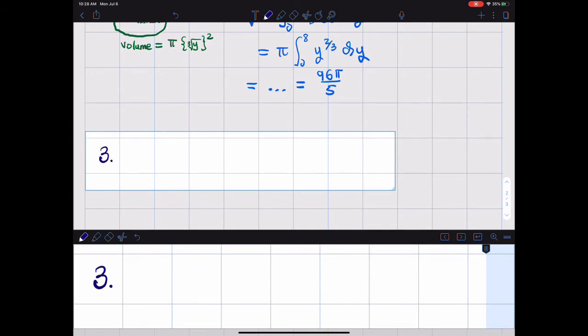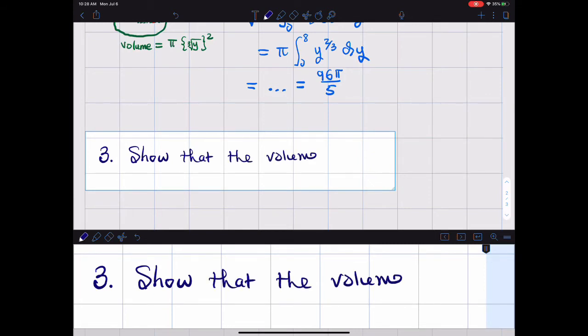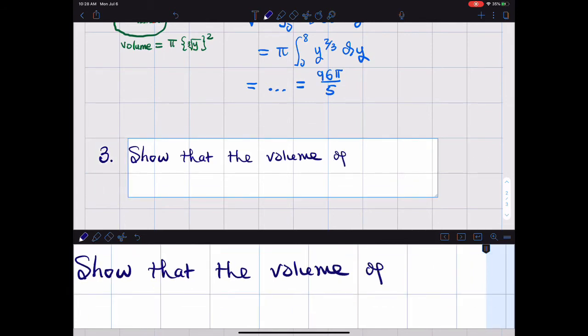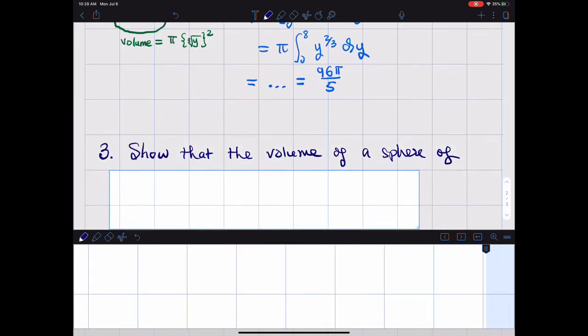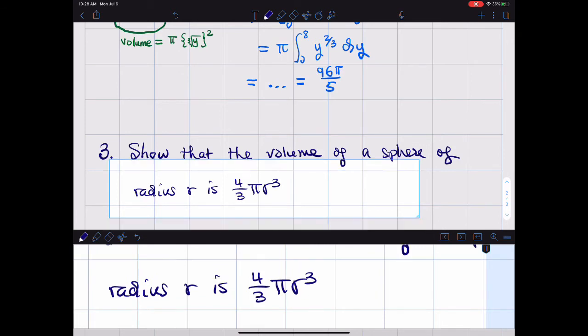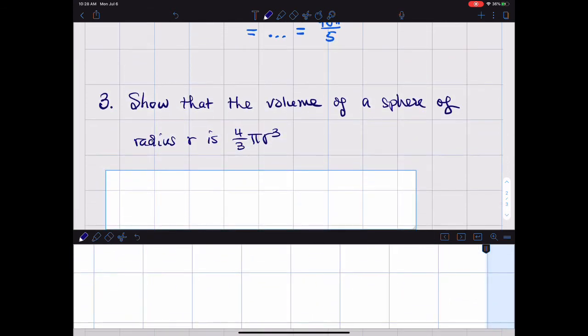Now I want to challenge you. I want you to prove something for me. I want you to show that the volume of a sphere of radius r is 4 over 3 pi r cubed. All right, I'll start it for you.